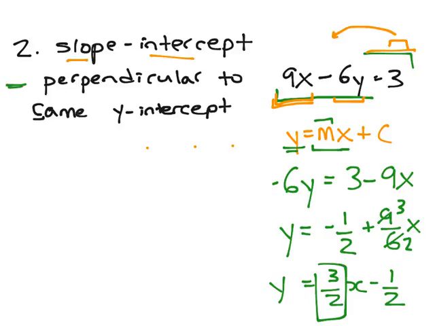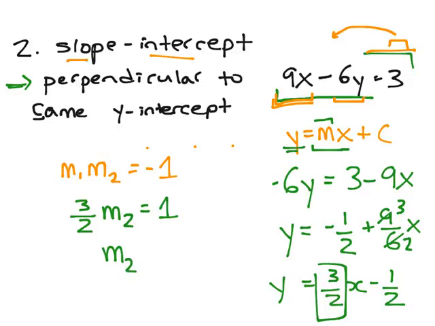Now, the line that we want is perpendicular to the slope of this line. So what do we know about perpendicular lines? The slope of the first line times the slope of the second line is equal to -1. So we've got 3 over 2 times the slope of the other line is equal to -1, which means the slope of the line we want must be -2 over 3. So there we go, we have our slope.